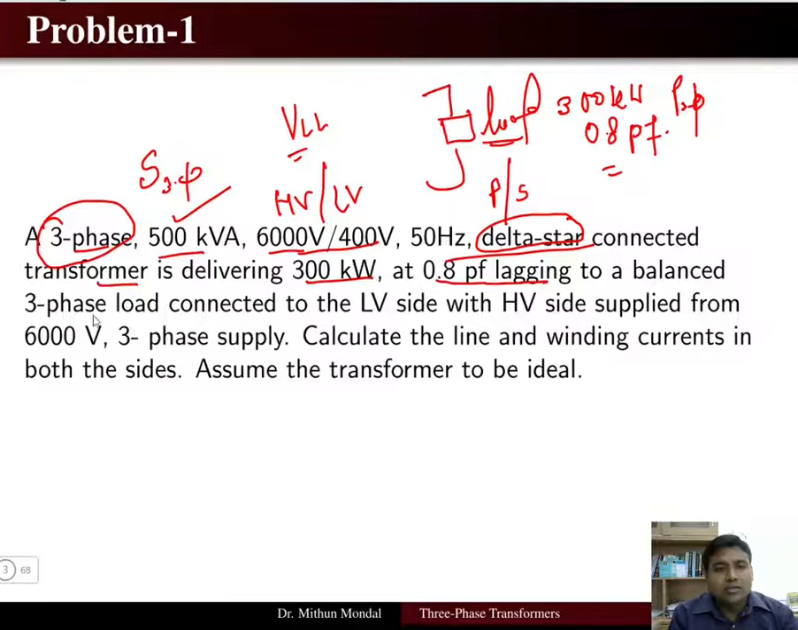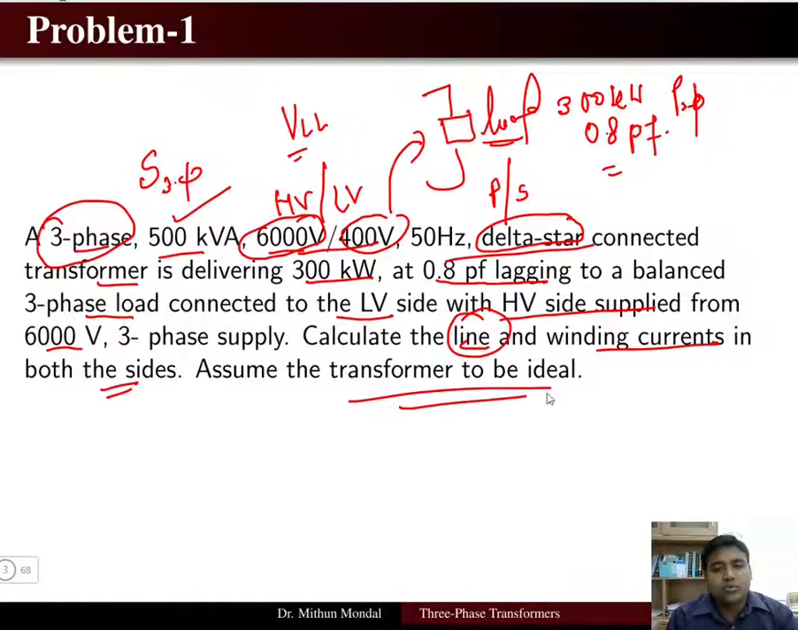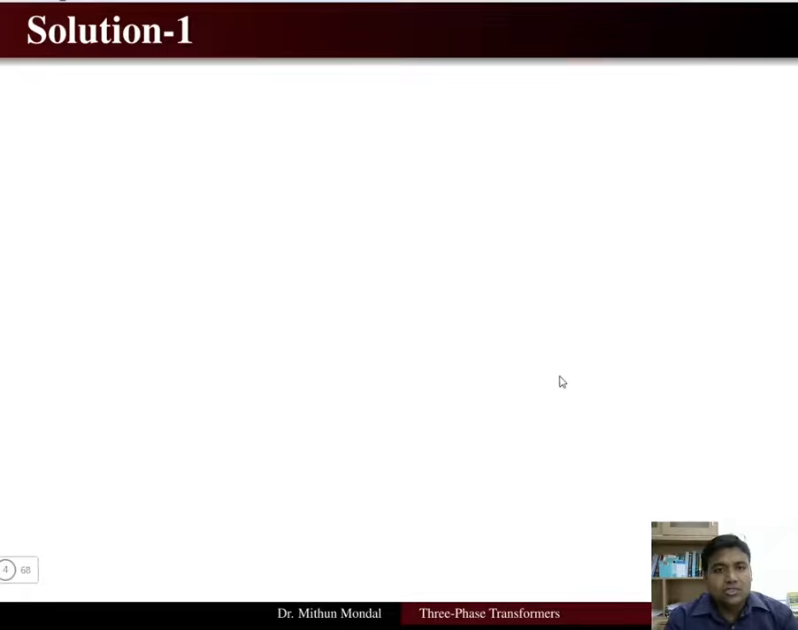It is given to a balanced three-phase load connected to the low voltage side, with the high voltage side supplied from 6000 volts. Now calculate the line and winding currents on both sides. So you have to calculate the line current and the phase current on both sides. Assume the transformer to be ideal. So let us see the solution.